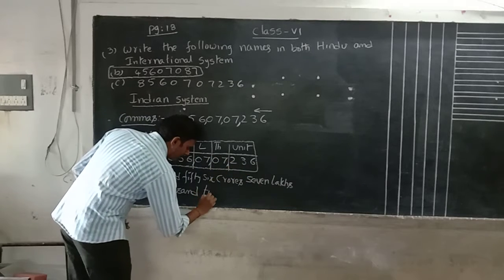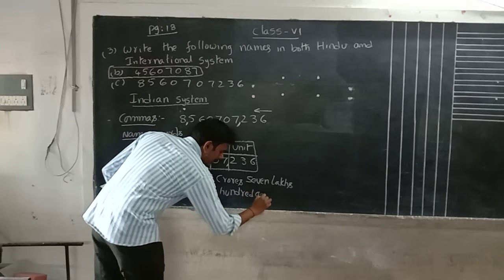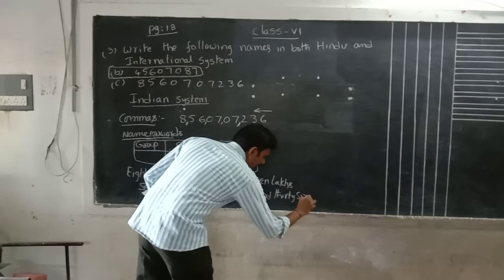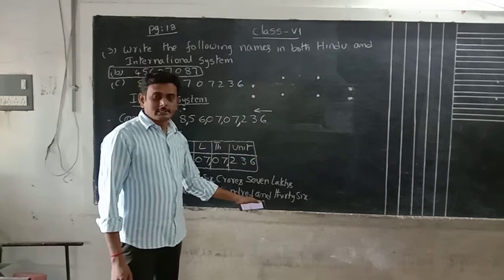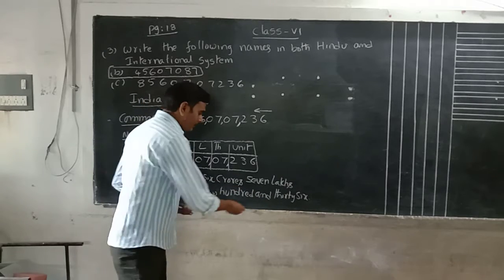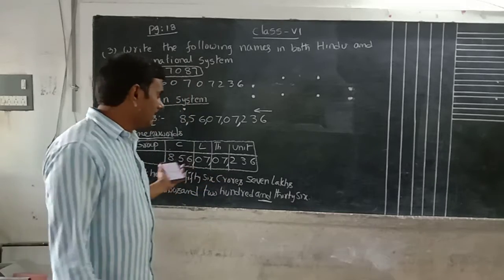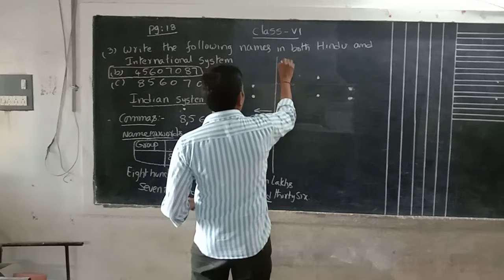236. 200 and 36. If you write "and" before 36, that is the British style. If you are not using it, that is the American style. You can use it or write without using it, no problem with that. That is the Indian system. Now we will go for the international system.